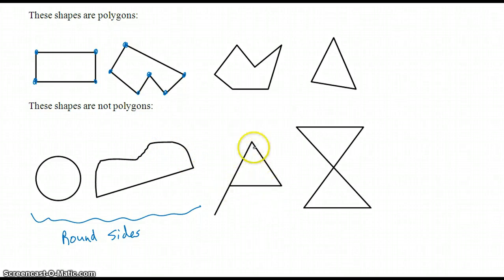In this example, this is not a polygon because this endpoint does not end at this endpoint. If I took this endpoint and dragged it down here and made a triangle, I'd have a polygon. But the way it sits, this is not a polygon.